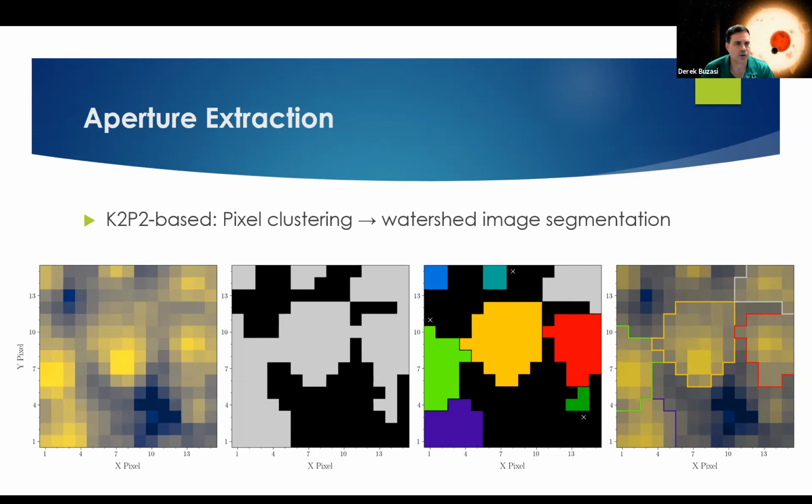We do a sort of machine learning pixel clustering algorithm. Then we do a watershed image segmentation, and that defines where our apertures are, so they can be very odd shapes. The advantage is that it allows us to work better in crowded fields. It's not PSF fitting, obviously still aperture extraction, but I think it is an improvement for crowded fields. We do have the ability to do PSF, but it's not implemented in the product yet.